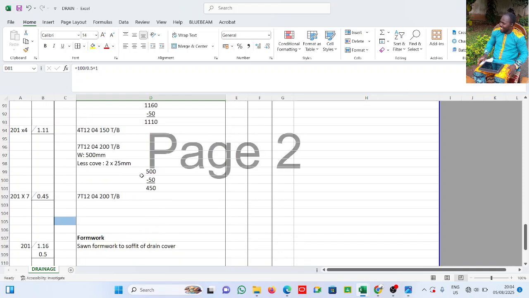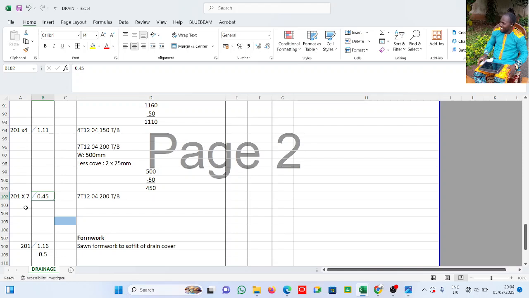All right, the same thing goes for the vertical bars. It is 7012. Excuse me, it is 500. All right, it's running through 500. If I remove cover, it remains 450, 0.45. We have 7 number multiplied by 7 multiplied by 201.